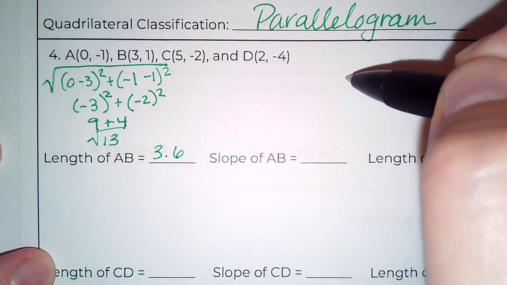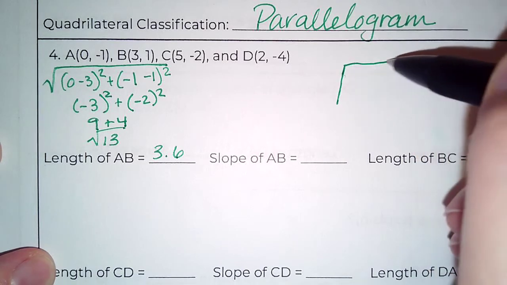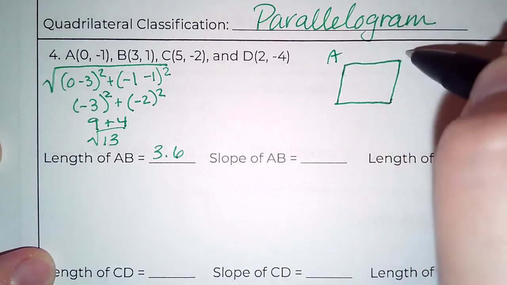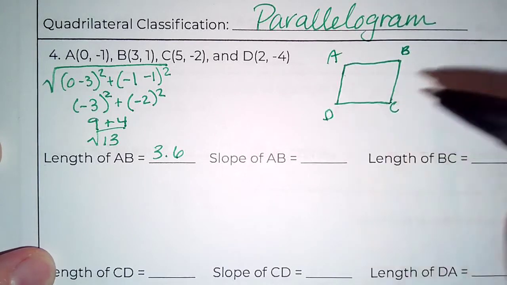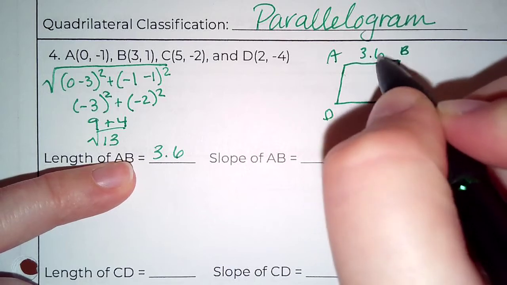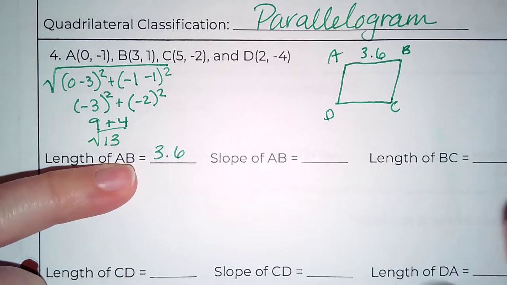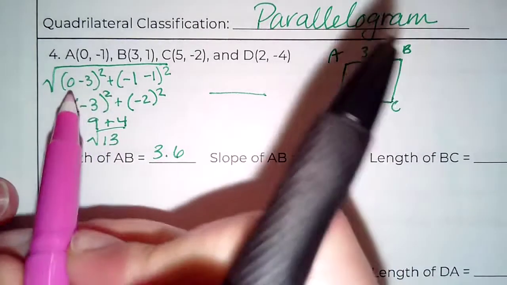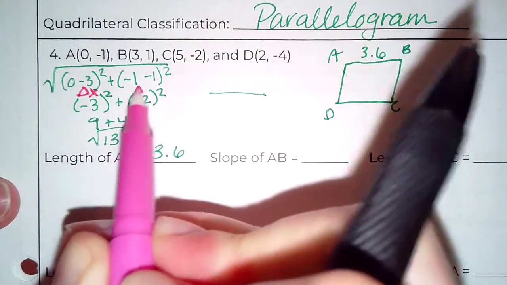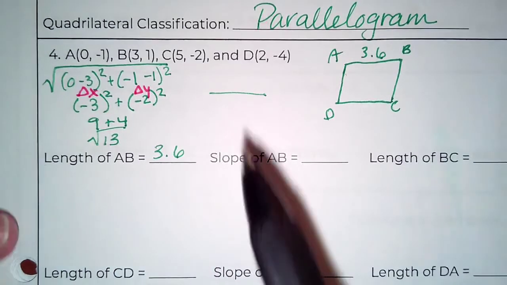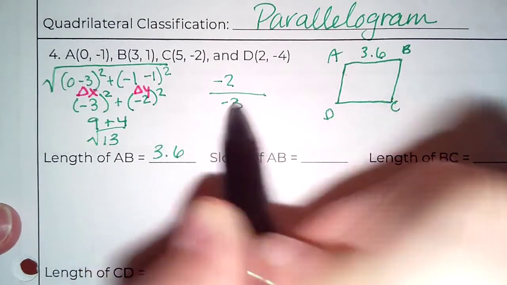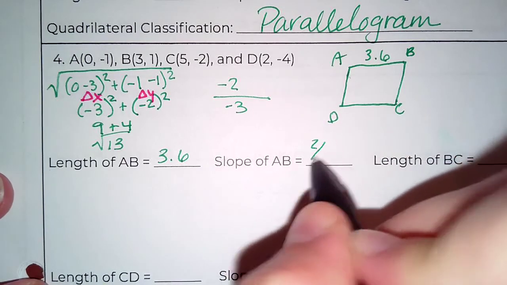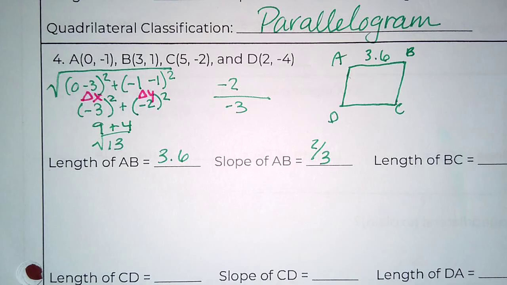3.6. I might even go ahead and sketch this shape, just a basic looking parallelogram. A, B, C, D. So AB is 3.6. Let's find my slope of AB. So this was my change in X. This is my change in Y. So negative 2 on the top, negative 3 on the bottom. That can just reduce to 2/3. The negative signs cancel each other out.